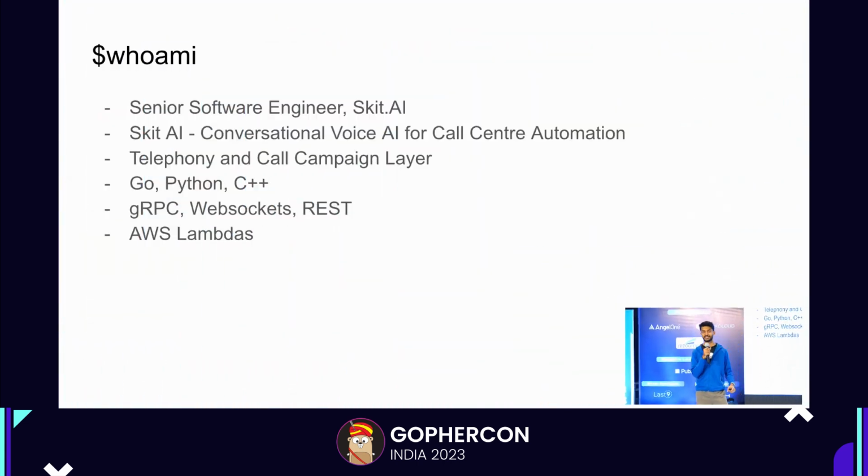I'm Sreeram. I'm working as a senior software engineer in Skit.ai. Skit.ai is a conversational AI startup. We basically automate call centers, which means we have to deal with a lot of telephony stuff. I work on the telephony layer, and I also work on call campaigns, making outbound call campaigns. I work primarily on Go. I've also worked on Go, Python, and C++. With real-time streaming, I had to work with gRPC, WebSockets, sometimes REST. I've also worked on Lambdas.